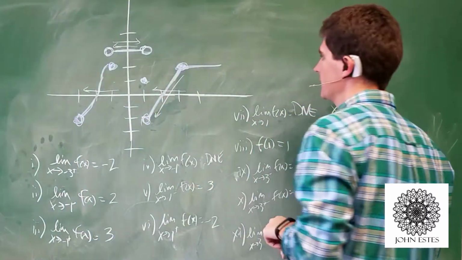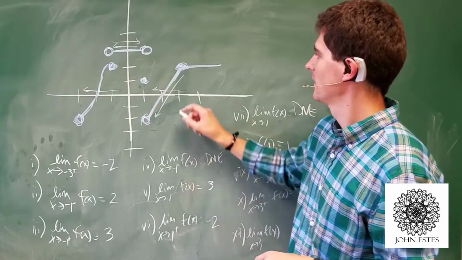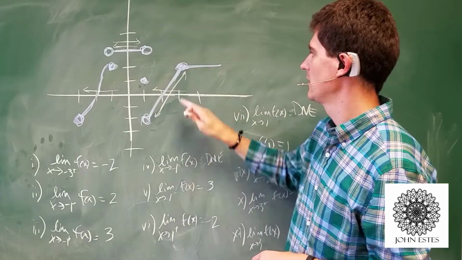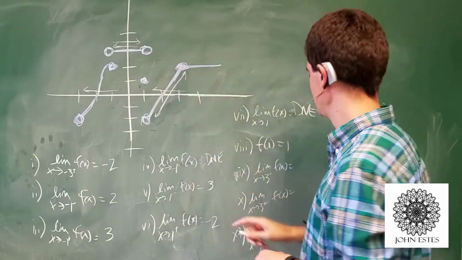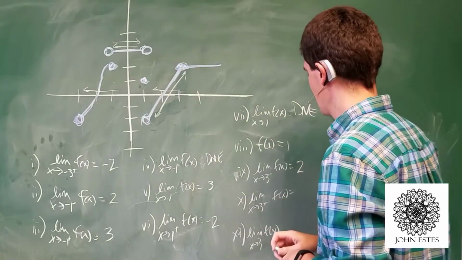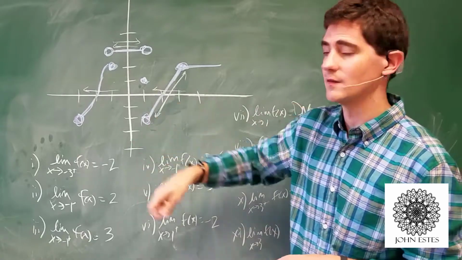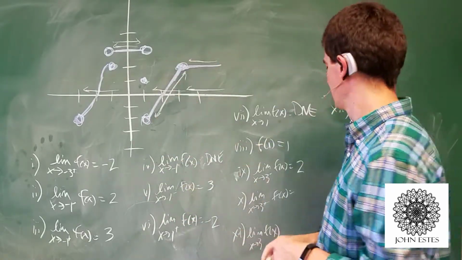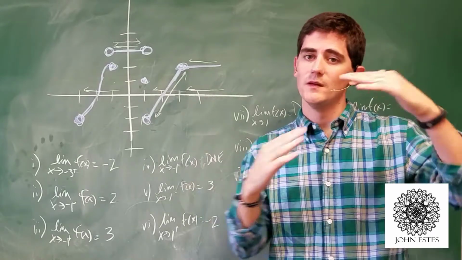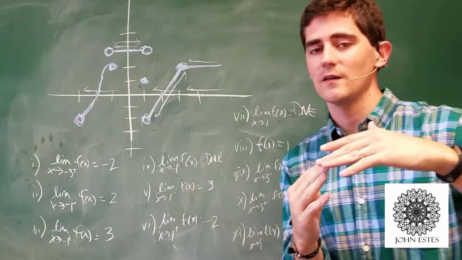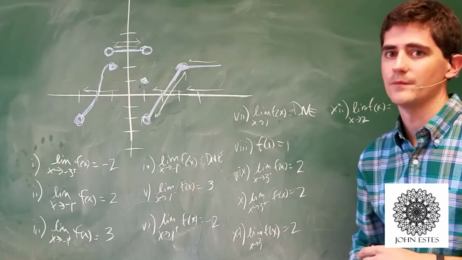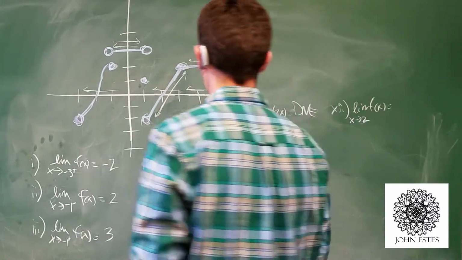Now if I move on to 3 from the left, so here's 3, as I'm going this direction, going up this slide, I would end up at 2. And coming from the right, which is the bigger side, coming this direction, I'm approaching 2 as well. This time the two pieces do match up, so the limit as x approaches 3 is going to be +2.